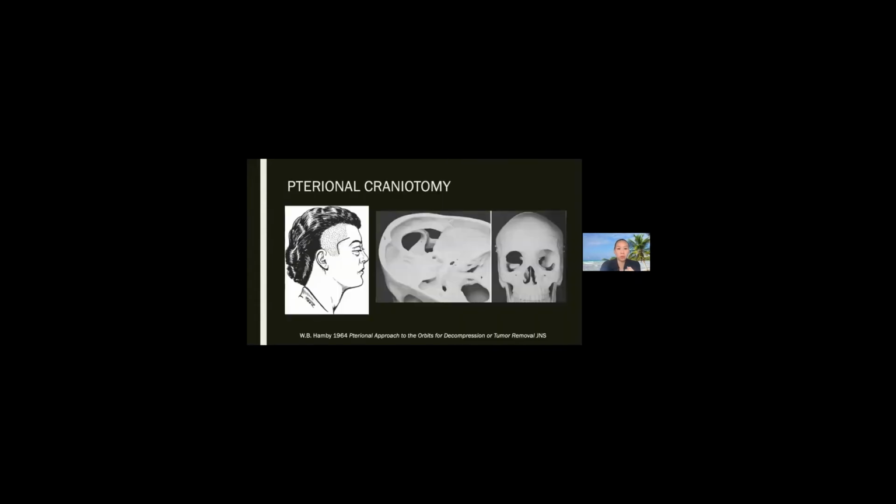Our workhorse is obviously the pterional craniotomy. The term pterional was actually first termed by Hamby in this paper describing a frontotemporal craniotomy for orbital lesions. And so he basically described doing this small incision and then taking off the frontal bone, which allows you access into the roof of the orbit.